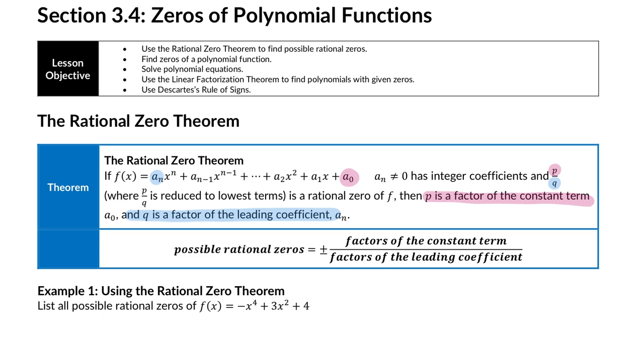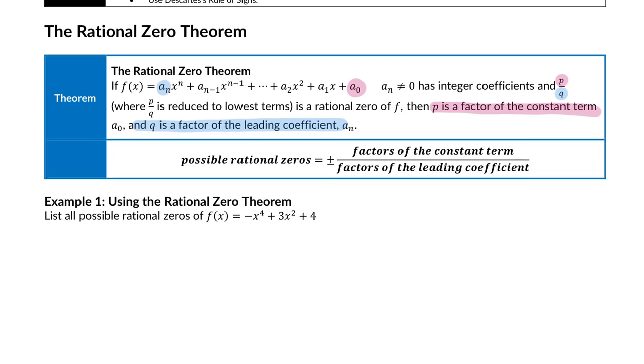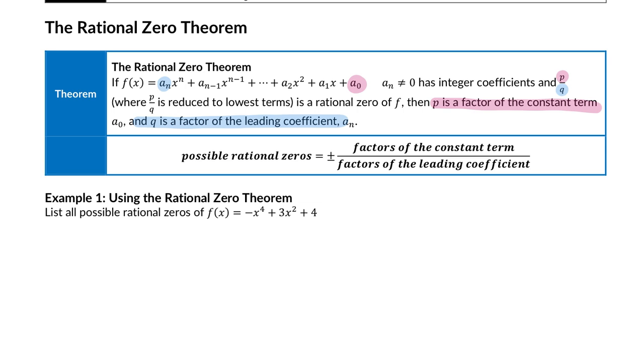What we're going to do is make the ratio of all of the factors of these different terms. Okay, this makes a lot of no sense until we see an example, and then you're going to see where I'm talking about these different things coming from. So again, the potential rational zeros come from the factors of the constant term divided by the factors of the leading coefficient. So we're going to do combinations of numbers.